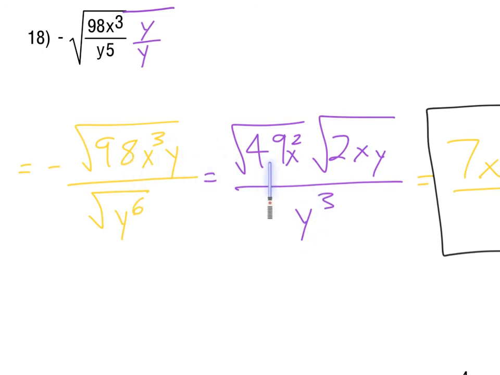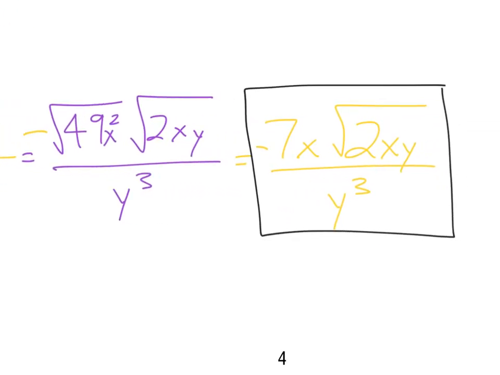And then in the numerator we need to simplify that. Well, it looks like maybe I lost my negative along the way there, so put that back in. So we split the 98 as 49 and 2. So that's where the 49 and 2 come from. And then the x cubed we split as x squared and x, and then the y, there's not enough to square root that. So we end up with the negative 7x from square rooting the 49x squared, and then the square root of 2xy over y cubed.